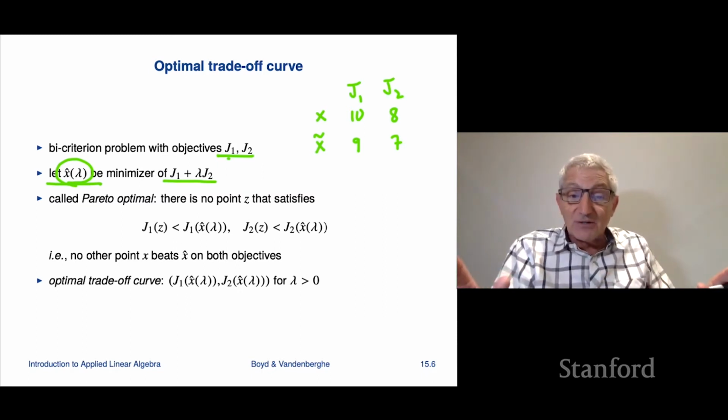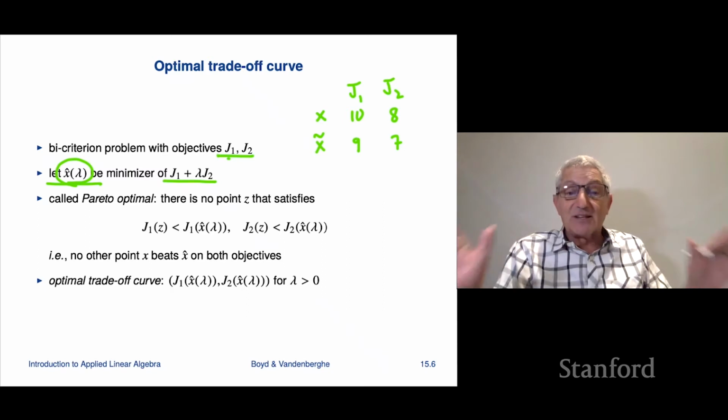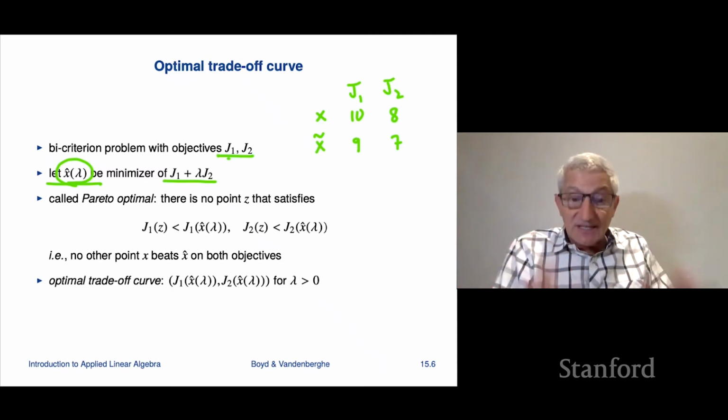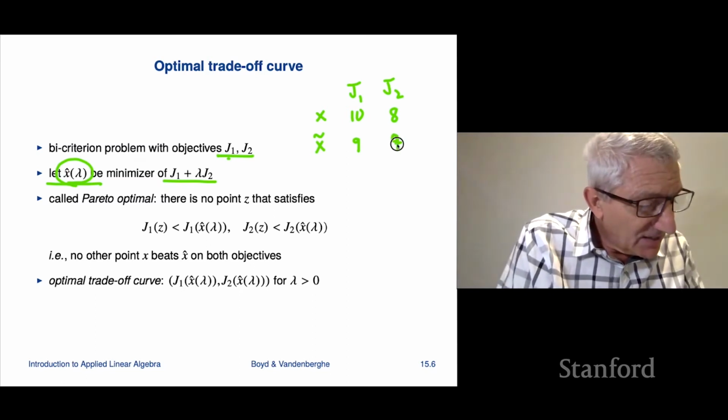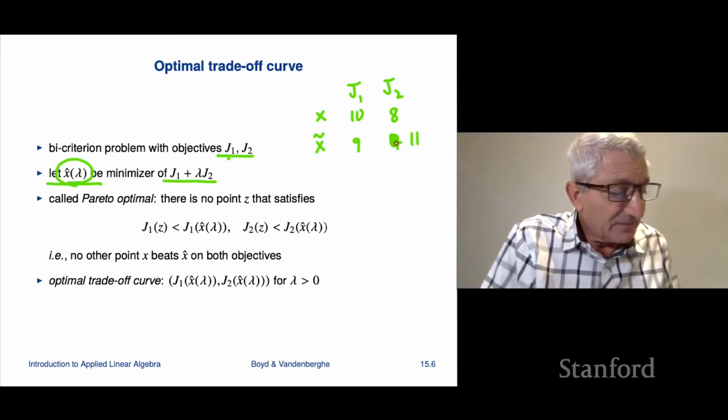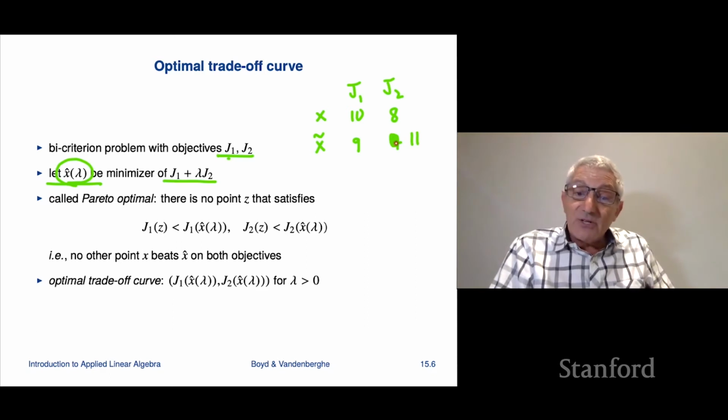So no discussion. We don't have to talk about lambdas, nothing. x tilde is simply better, period. Okay, now that changes if this is J1. Now you see this sort of a trade-off.